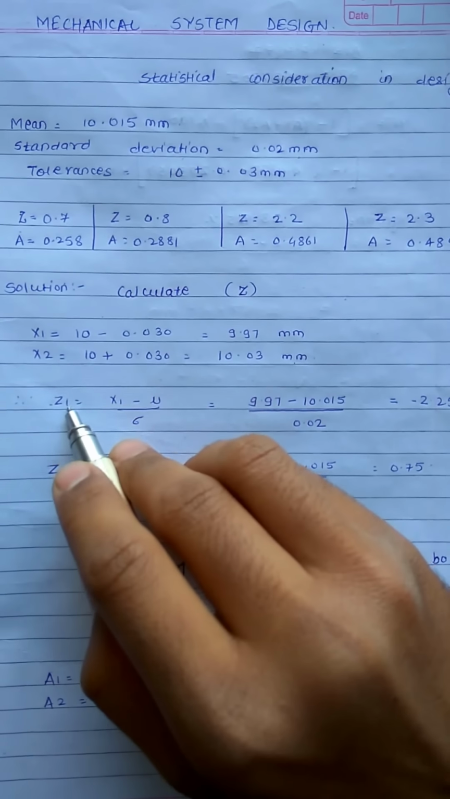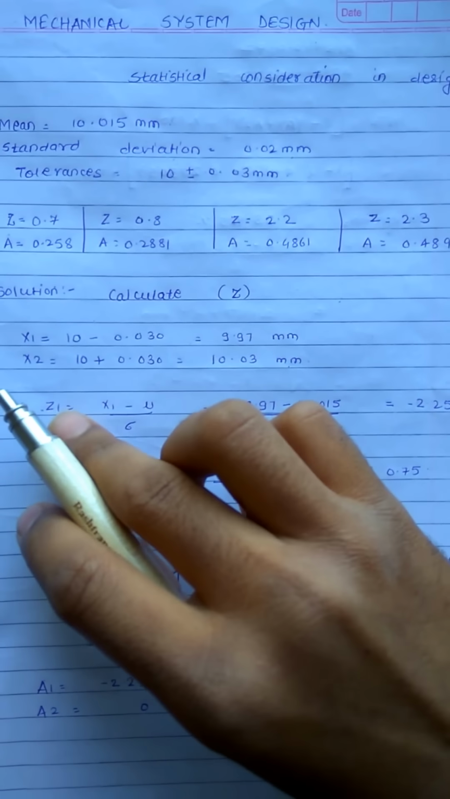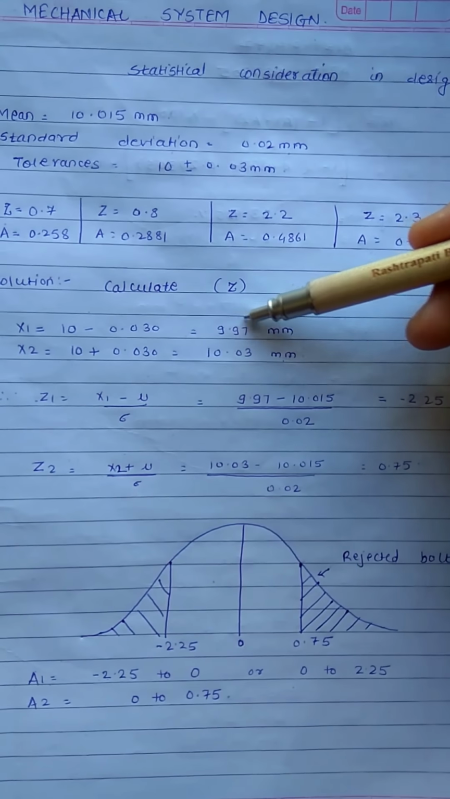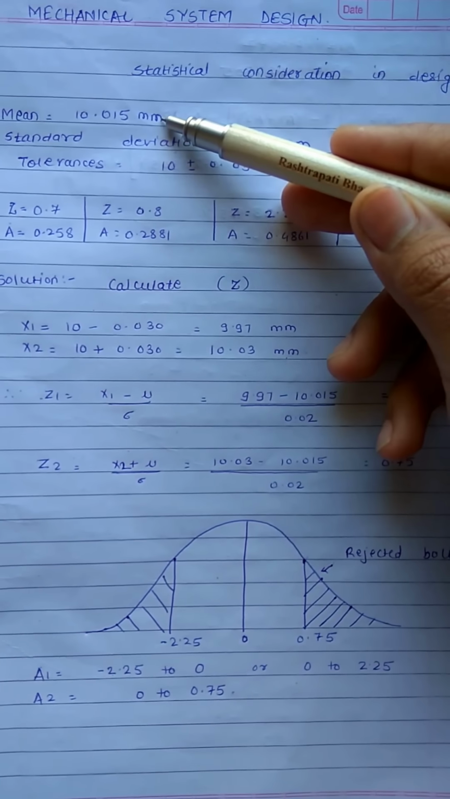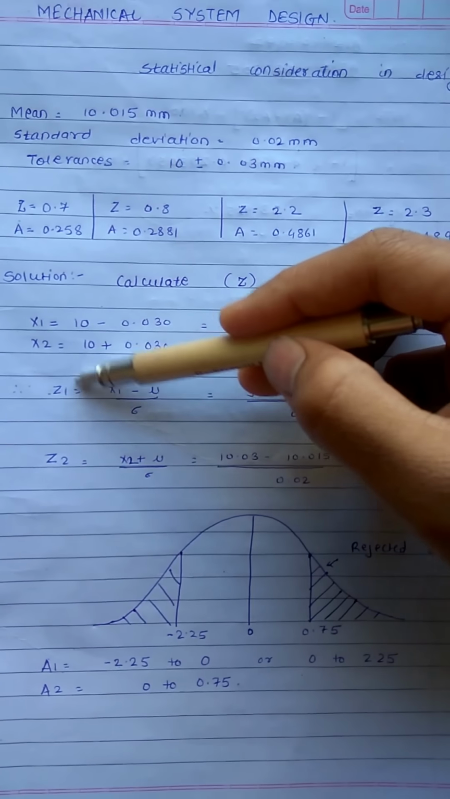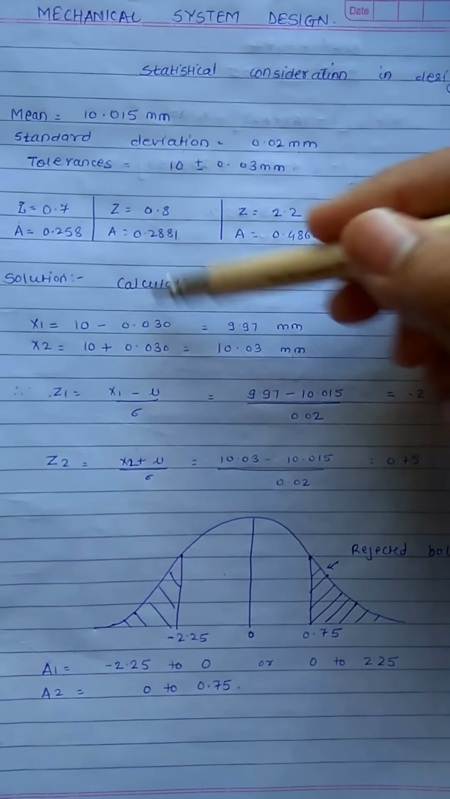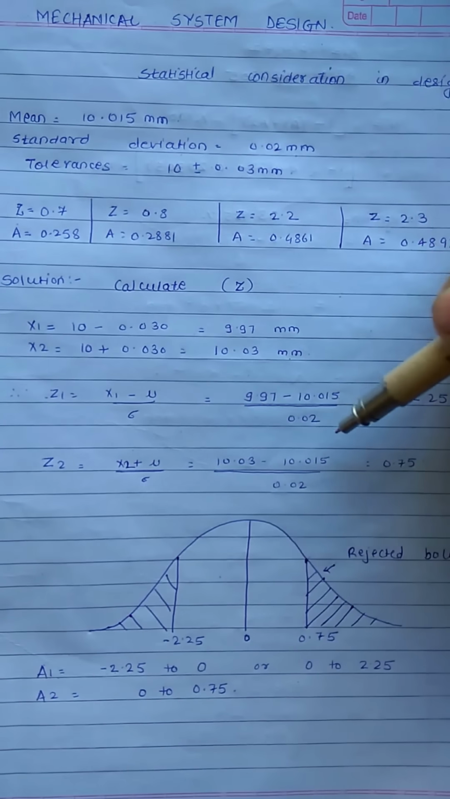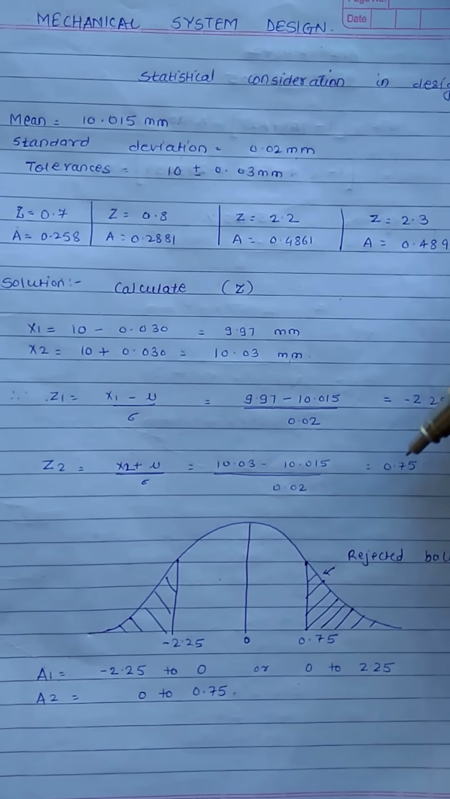Now we have to calculate z1 and z2. z1 is x1 minus mu upon sigma. x1 is 9.97 minus mu is given as 10.015. Standard deviation is given as 0.02. We will be getting z1. All these dimensions are unitless. So we can similarly find out z2 and we get two answers of z.